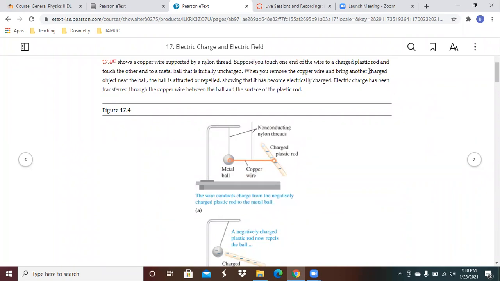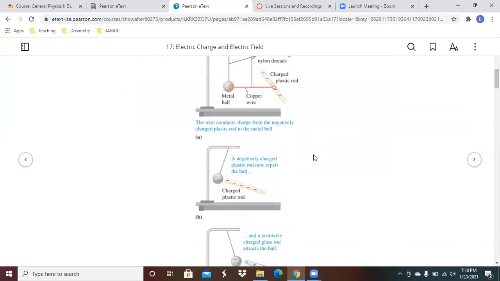Suppose you touch one end of the wire to a charged plastic rod, and touch the other end to a metal ball that is initially uncharged. It's suspended here with non-conducting nylon threads. When you remove the copper wire and bring another charged object near the ball, the ball is attracted or repelled, showing that it's become electrically charged. Electric charge has been transferred through the copper wire between the ball and the surface of the plastic rod.